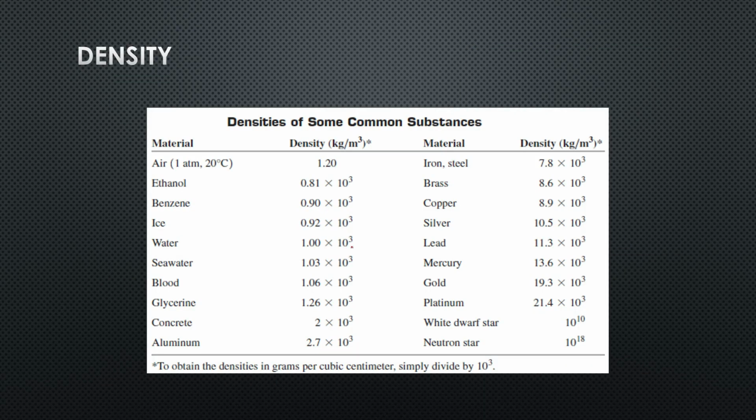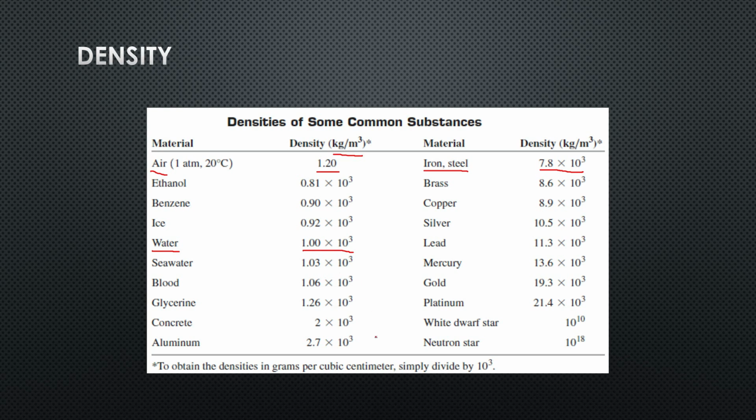These are the densities of some common substances. You might need to memorize all of them. For example, air is 1.20 kilogram per cubic meter, and water is 1000 kilogram per cubic meter. Seawater is 1030 kilogram per cubic meter. Steel, for example, is given as 7800 kilogram per cubic meter. So you should probably memorize all of them.